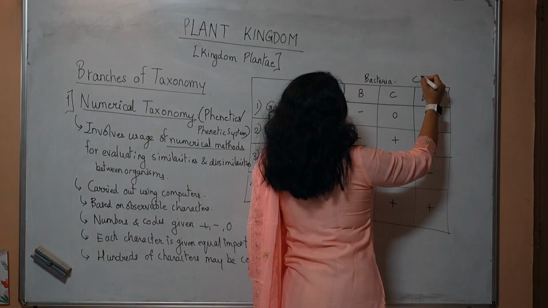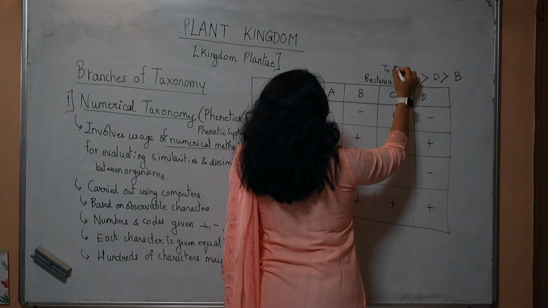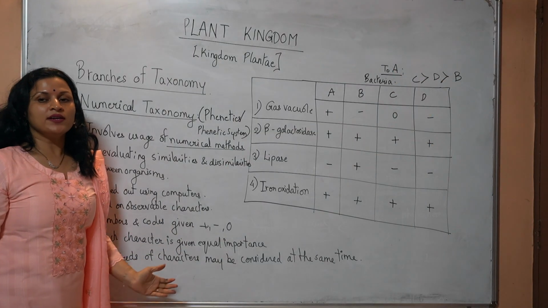Why don't you make a note? C is most closely related, then D, then B to A. That's it from numerical taxonomy.